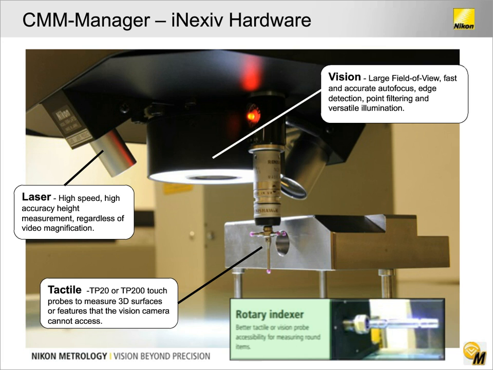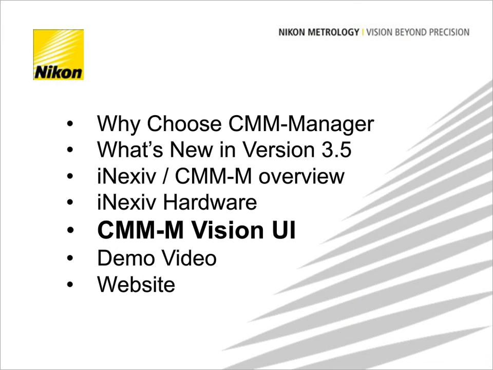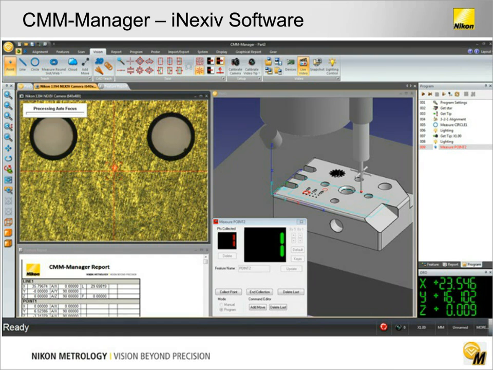The next thing that we'll talk about is a CMM Manager Vision User Interface Overview. So we'll see here a screenshot of the CMM Manager software actually in action performing what looks to be a laser autofocus measurement. If we look at the top of the application, we see this ribbon bar layout. So all of your commands, whether it's alignments or features or vision measurements or reporting, are all exposed in this ribbon bar application.